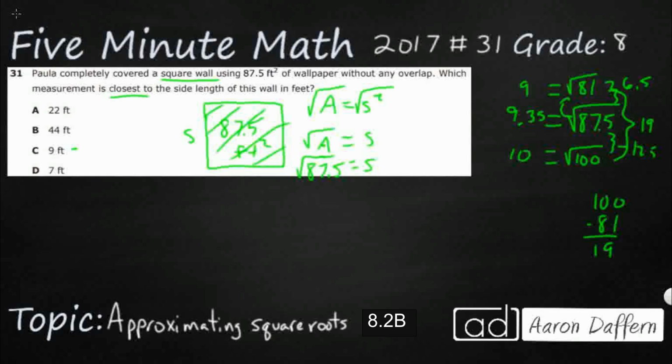Well, let's just plug each of these into the side, right? So if I were to do 7 times 7, or 7 squared, if that were my side length, that would be an area of 49. That's not super close because the area was 87.5. So let's see what happens when I get 9. So 9 squared, well, we know that's 81. Closer. Let's see what this 22 squared is.